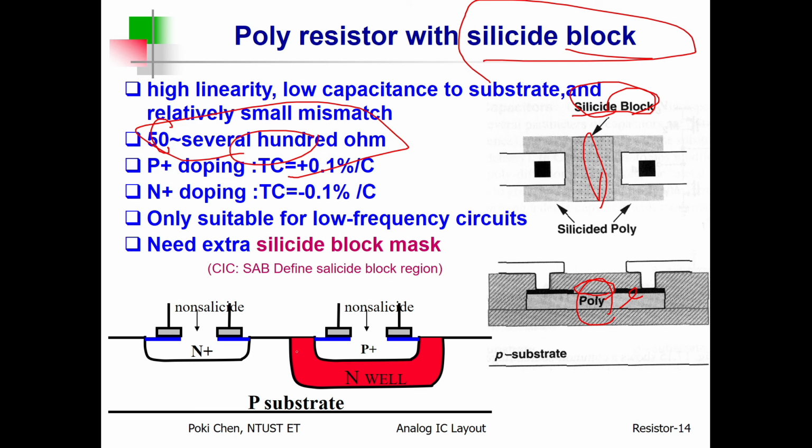Anyway, I would like to highlight it again. To enlarge the resistance for a polyresistor, you need an extra silicide block mask. Extra means what? Extra money. Okay? Extra price.